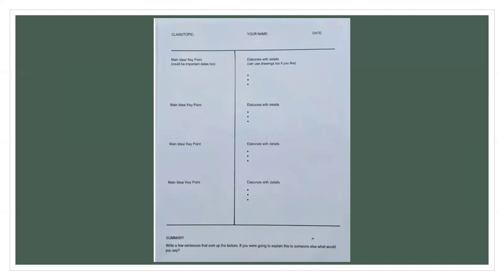And then as you're listening to the lecture or reading, you just keep on going with those main ideas that you're writing down, and then fleshing those out with the details all the way down the page. And at the end of the lecture or the assigned reading is when you do your summary at the bottom. And again, this is just a few sentences that sum up the lecture. If you're going to explain this to someone else, what would you say here? This might be 3 or 4 sentences.